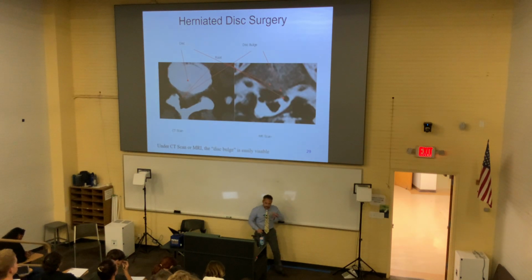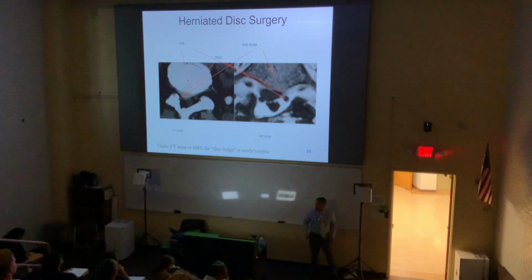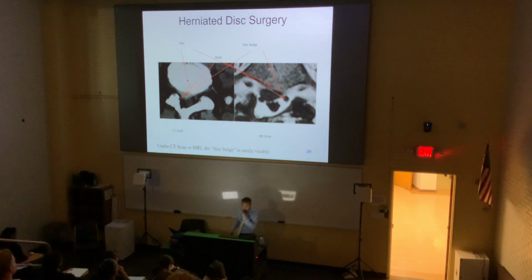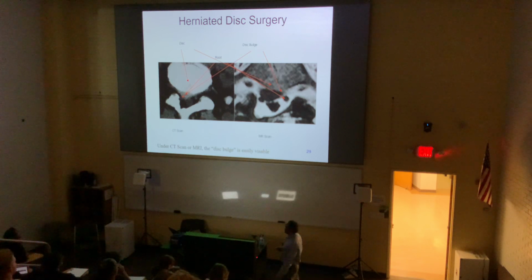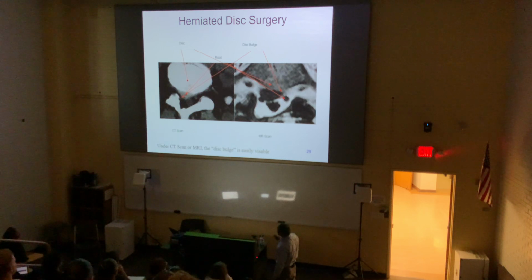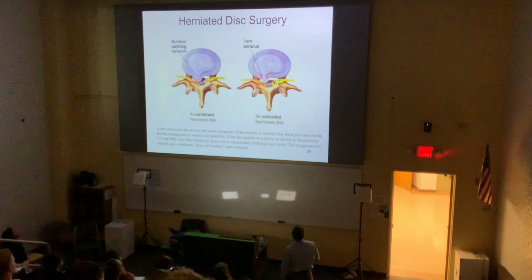Okay, so these are two different types of images, a CT scan on the left and an MR scan on the right. And I think it's a little easier to see the disc bulge under CT. So you can hopefully appreciate, here's our bony structure. Here's our disc in white. And right here, where this little triangle piece pokes out, this is the bulging disc under CT. You capture that? So that's the culprit.